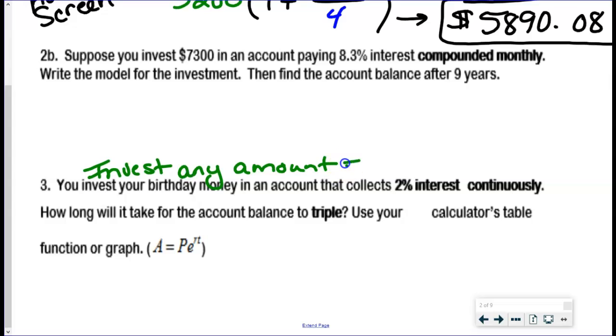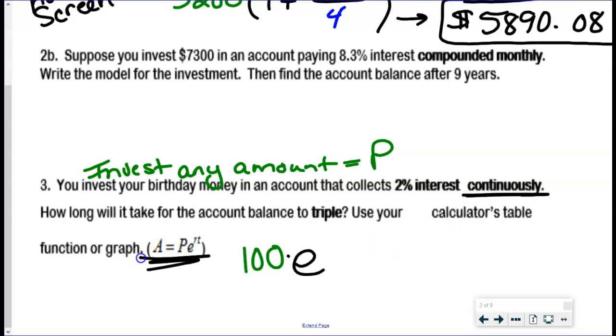For this value of P, I always do $100. So I'm going to put $100 into the bank account. And then e is a number. Your base is e for continuous interest. This is the formula right here.